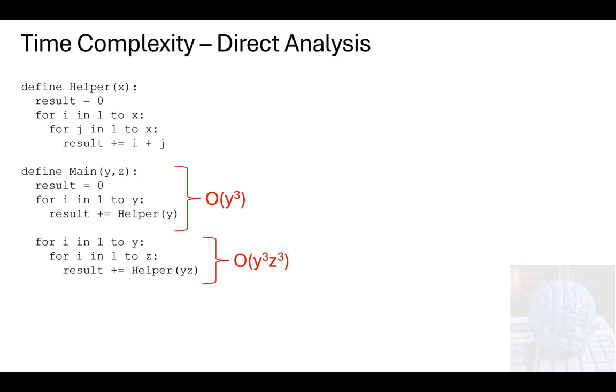Now we're running these one after the other, so we're going to add them together, and then we consider, can we eliminate any of these? And yeah, we can. We can see that for sufficiently large numbers of z, y cubed z cubed is going to be bigger than y cubed, and so this is going to simplify to y cubed z cubed.